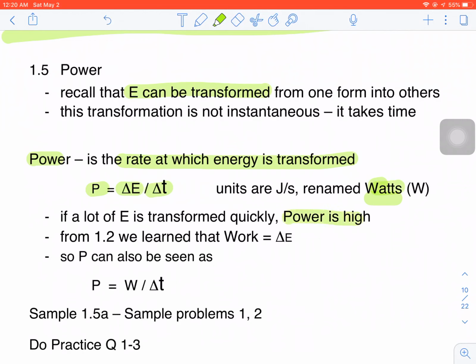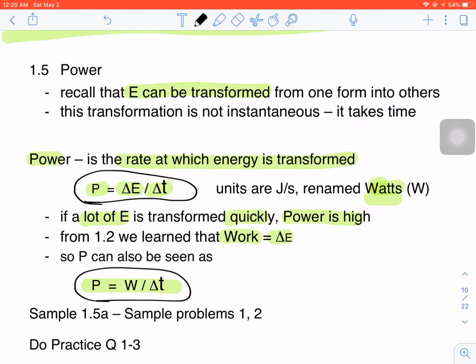Now, if a power level is high for a device, that means typically a lot of energy is being transformed in a small amount of time. We've already looked at what happens when energy is transformed. We called that work back in the early part of this section 1. So power can also be described as work per unit time. Most of the time I use this formula this way, but it can also be used in this format too, because W is also defined as delta E.